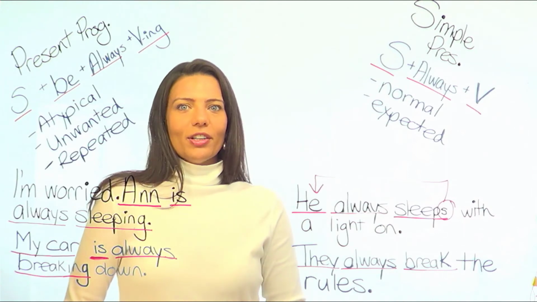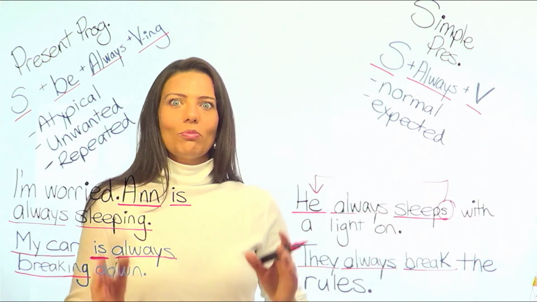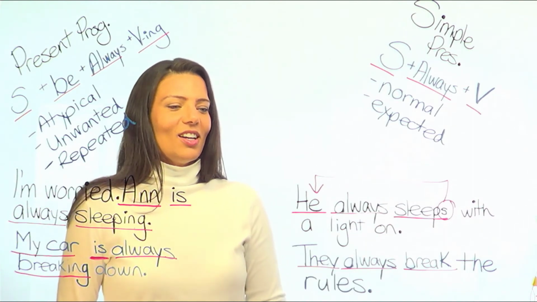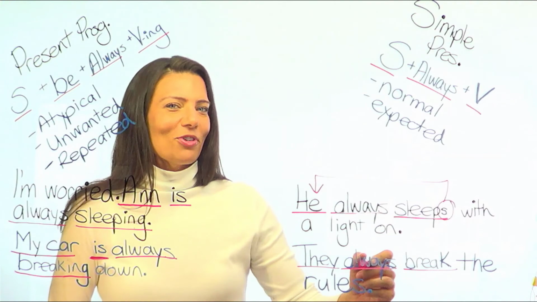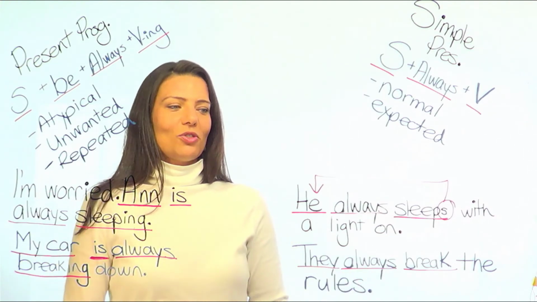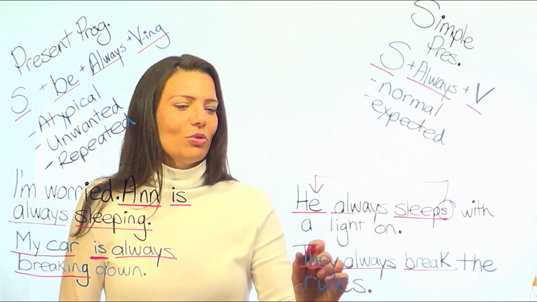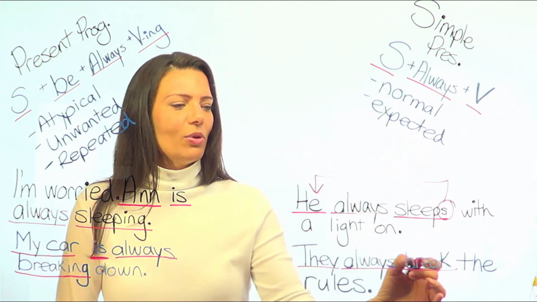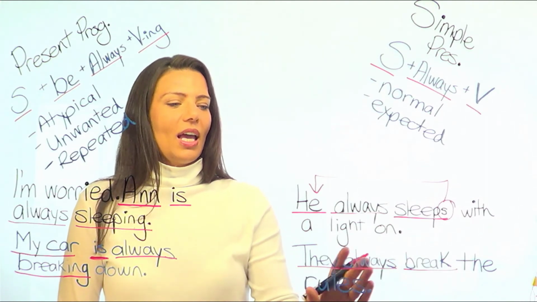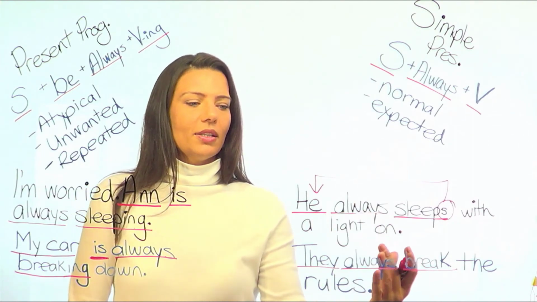So imagine there are some kids at school, maybe some little kids at school, and the teacher gives them certain rules to follow, but these little kids are always breaking the rules. So maybe for that little group of students, that is something that's normal or expected. So the other kids in the class say, oh yeah, those kids, they always break the rules. So here we have the subject plus always plus break. This is the simple present. And that shows us that, okay, that is normal or that is expected.